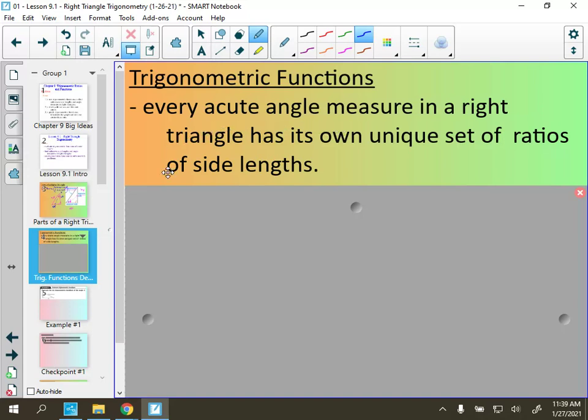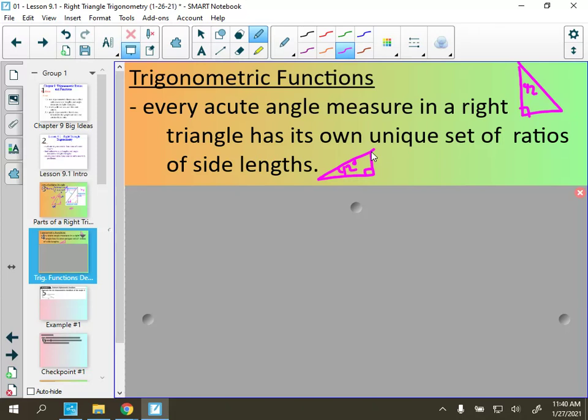This is kind of the premise behind it, that especially with right triangle trig, every acute angle measure in a right triangle has its own unique set of ratios of side lengths. So for example, and we did this in class, let's say I've got a right triangle right here, and there's a 42-degree angle. I know I'm kind of writing small. It says 42. And then I've got a totally separate, larger triangle, these aren't meant to be the same, that also has a 42-degree angle in it.